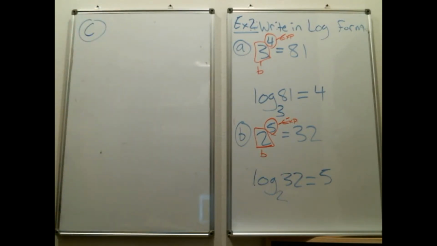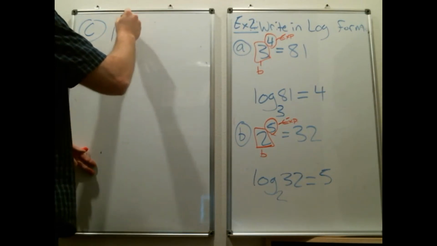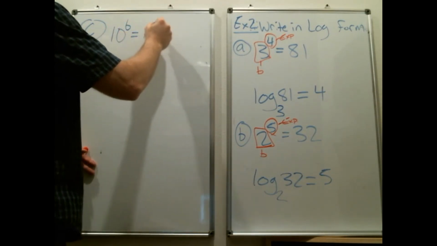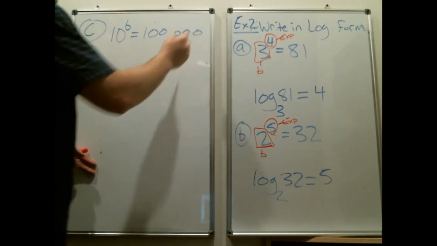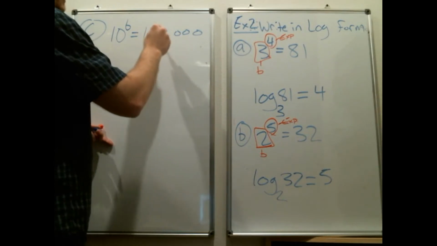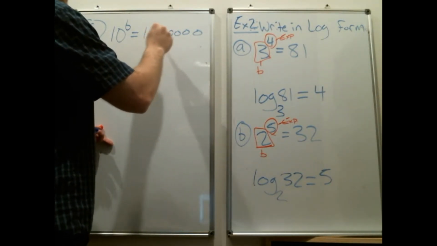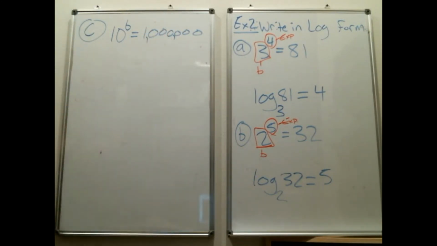Part C. Ten to the 6th power is equal to 100,000. Oh, excuse me. No. Should be 1,000,000. Alright, pause the video if you want to try it.